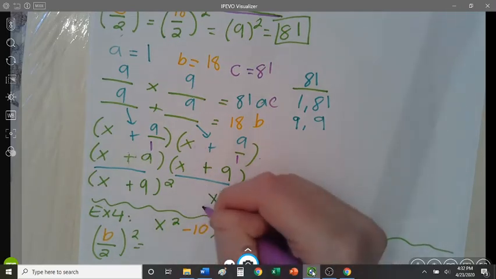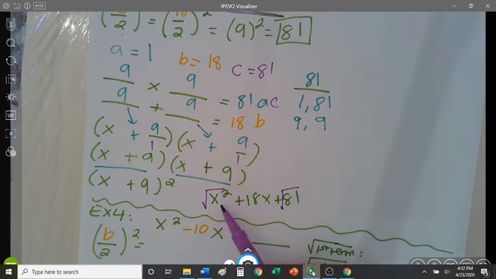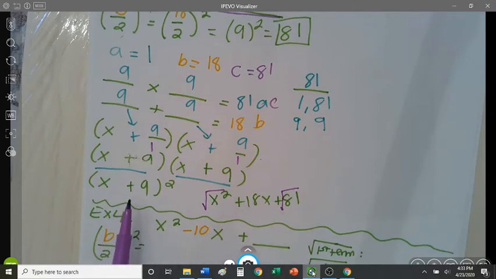Okay, if you guys see here, if I square root the first and last term, the square root of x squared is x, and the square root of 81 is 9. So if you do b over 2 squared, if you square root the first and last term, you will get the answers in this parenthesis, which is really cool.